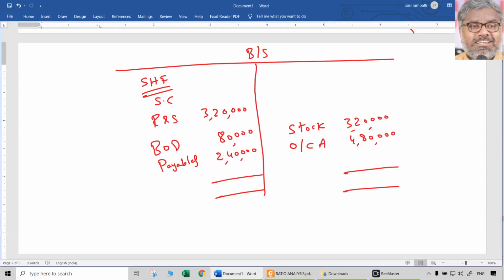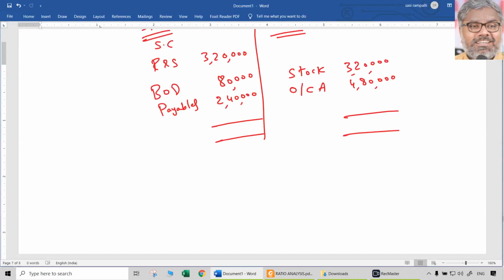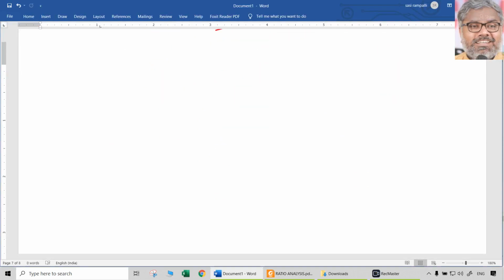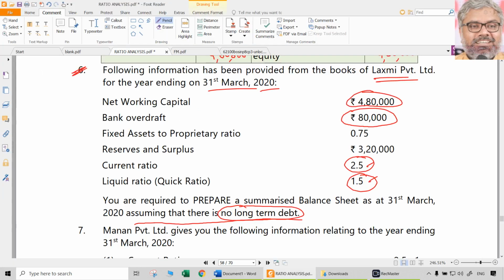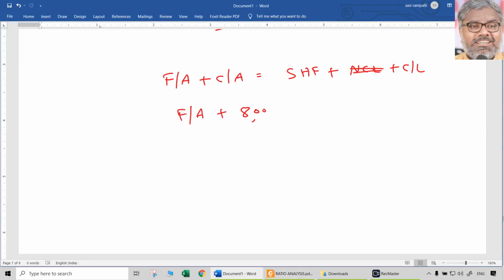How much is share capital? That we don't know. On the asset side, fixed assets, how much? That also we don't know. So the main point here is, equation wise, if you go back and understand, fixed assets plus current assets should be equal to shareholders' funds, which is proprietors' funds, plus non-current liabilities plus current liabilities. Since in this case there are no non-current liabilities, forget about it. Fixed assets, how much we don't know, but current assets total, how much we know, that is 8 lakhs.